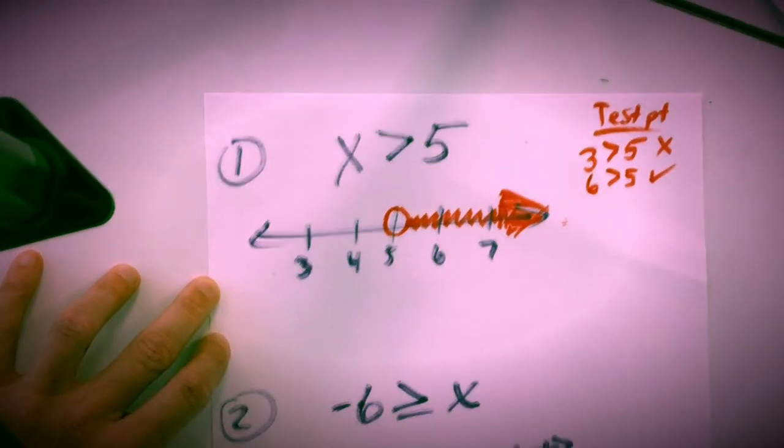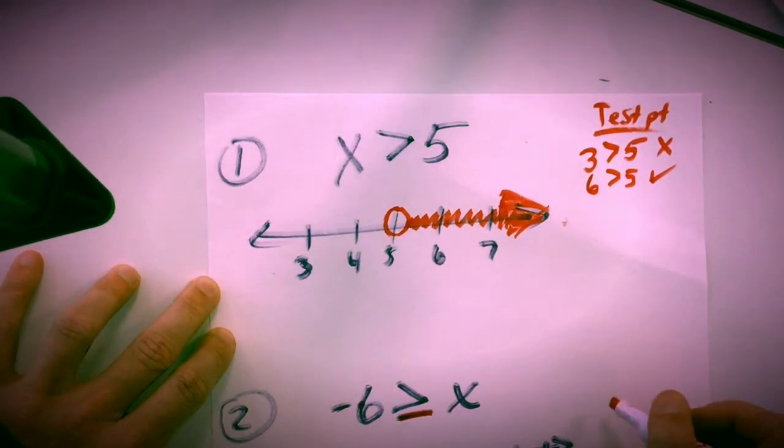The next example, we're going to have to use a test point as well. So we know we start at -6. We fill in the circle because it can be equal to it. And then we're going to choose a test point that is not on -6 to see where our solution area lies. So I'm going to choose a value -7.